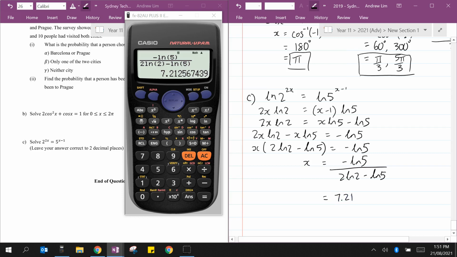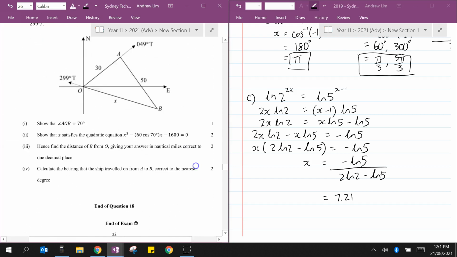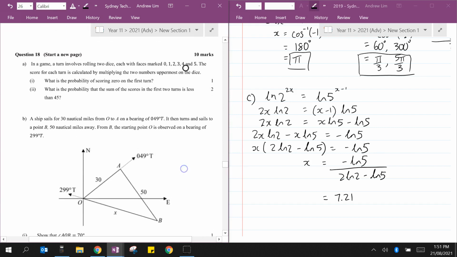Let's just see if this works. I'm just going to double check my answer. So 2 to the power of 2 times 7.21. That's about 21,920. And if I were to do 5 to the power of 7.21 minus 1, yeah, very close. 21,920, yeah, I'll accept that. Alright. Question 18. This is the last one. Yes, good. Alright. Last question.